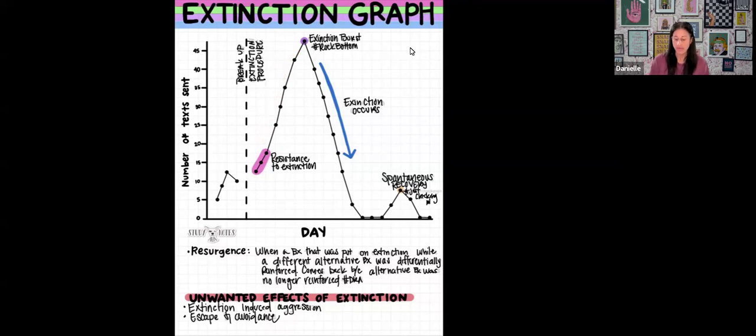Then you also have your spontaneous recovery, right? So we have our resistance to extinction here. We put on our extinction procedure. So the behavior is trying to get it, and it's not. So then you have this extinction burst. And then once you have your extinction burst, the behavior goes down. Extinction occurs, but there are times it comes back up. This is spontaneous recovery. So this is something that does happen.